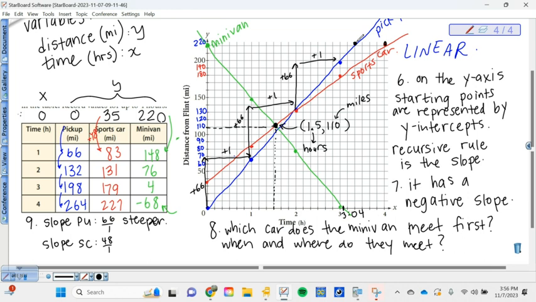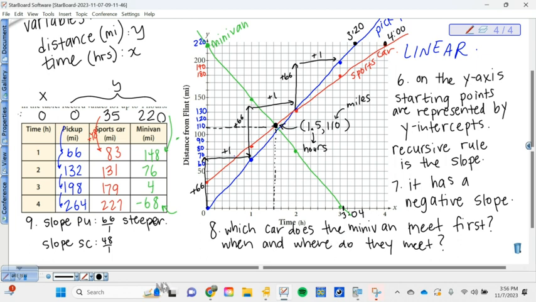The pickup truck and the sports car are both trying to get to the 220 miles, right, to the bridge. And the pickup truck gets there at about 3 hours and 20 minutes, and the sports car doesn't get there until 4 hours after they leave. So, of course, then the minivan is going to get there the fastest, right? Gets there just over 3 hours.